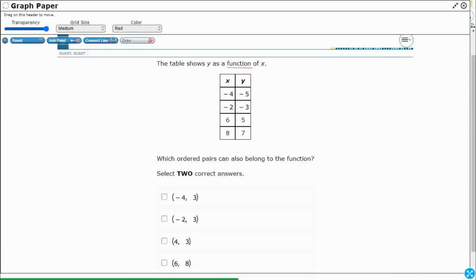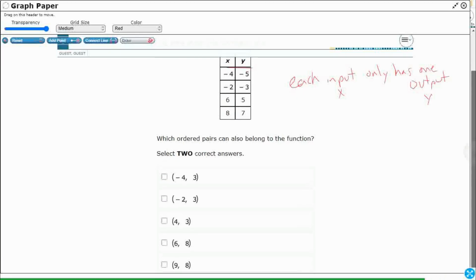That means that each input, or each x, only has one output. And once we have that in our brain, that one output meaning one y, each x only has one y, this becomes very simple, right? So let me scroll this down just a little bit, and we're going to look to see which set of ordered pairs can also belong to the function, and there's going to be 2 options we need to select.